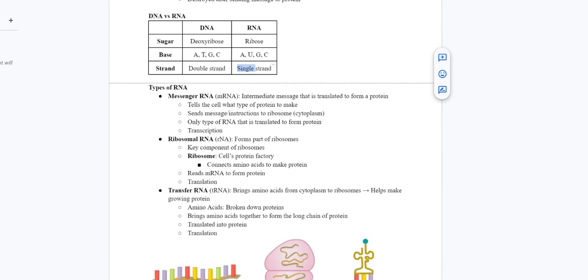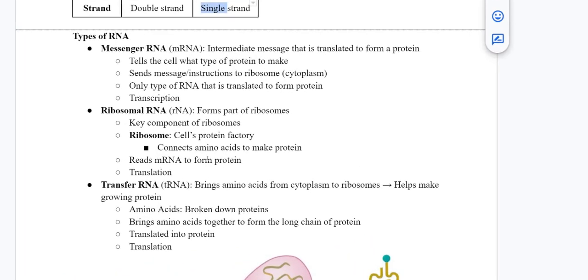Now, there are different types of RNA. There are three types: messenger RNA, ribosomal RNA, and transfer RNA. Messenger RNA, conveniently, is called mRNA. Ribosomal is rRNA, and transfer RNA is called tRNA. So you just need to take the first letter of each word and stick it to RNA.